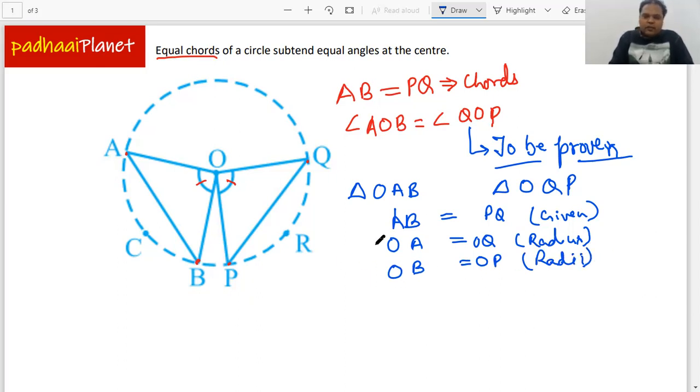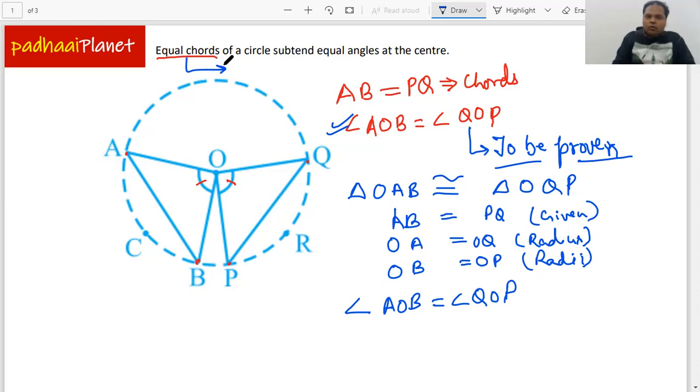So now we can say that these two triangles are congruent to each other, and when two triangles are congruent, obviously these two angles will also be equal. So this is how we can say that angle AOB is equal to angle QOP. This is how we can say that equal chords of a circle subtend equal angles at the center of the circle. So now we'll move on to the next one.